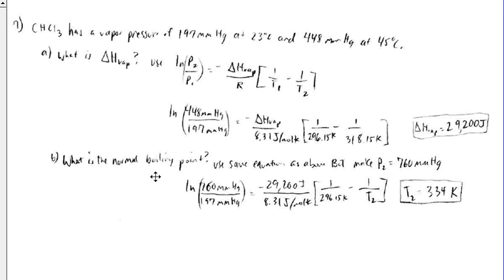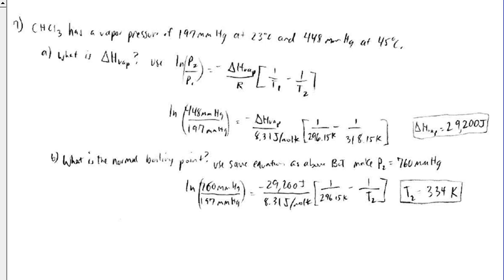And they want to know what the normal boiling point is for this substance. So you use the same Clausius-Clapeyron equation. Now that you've solved for delta H vap, you can plug that in, and you pick either one of the two sets of values from part A and plug them in. I went with the 197 and the associated 296.15 Kelvin. And then I plugged in for normal boiling point. I made normal air pressure 760 millimeters of mercury, and then solved for T2, which I found as 334 Kelvin.